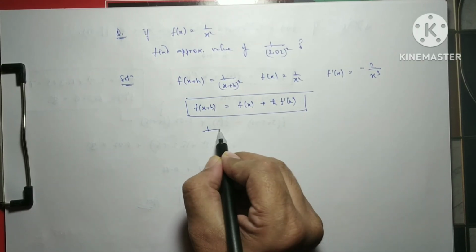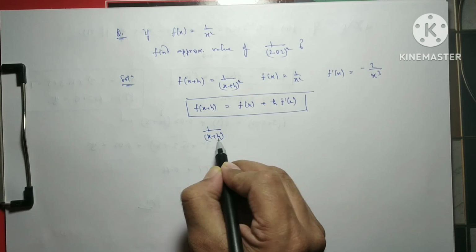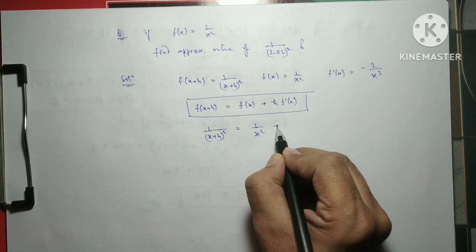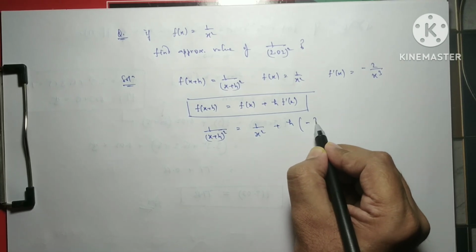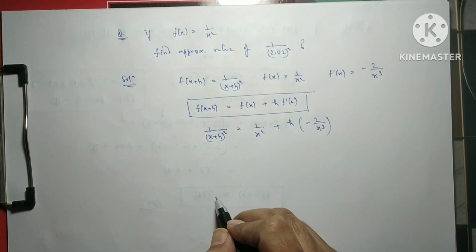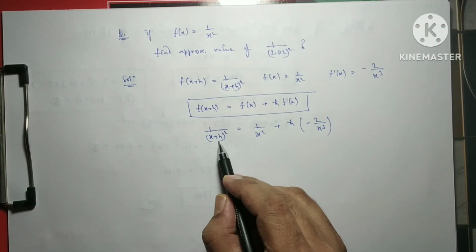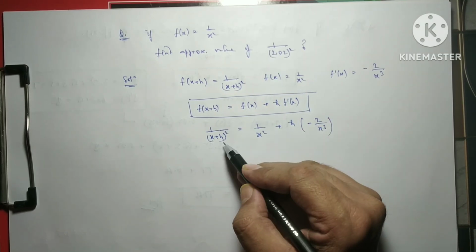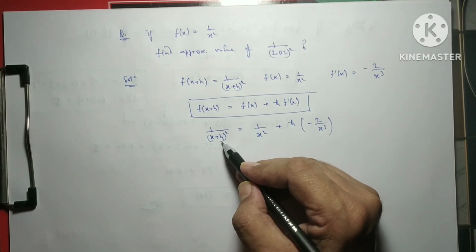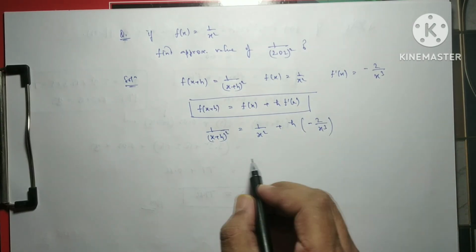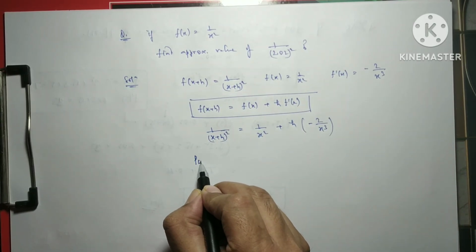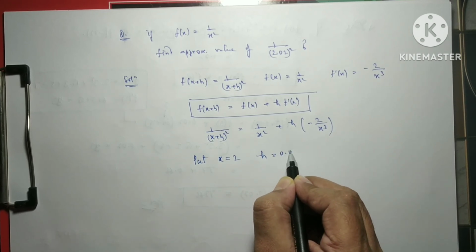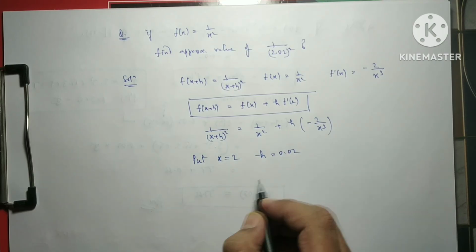So we get (1/(x+h))² ≈ 1/x² + h × (−2/x³). So compare this with this. x is the integral part, that is true, and h is the variable part or variation, that is 0.02. So put x as 2 and h as 0.02.